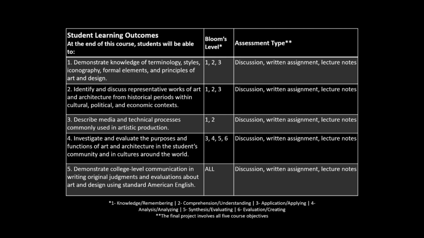Some of these representative works will be familiar to you, like works by Leonardo da Vinci or Van Gogh. Others will certainly be completely new to you. You'll be required to describe technical aspects of making art, including the processes and materials used. You will develop an understanding of the purposes and functions of art and architecture in your communities and globally. And you will demonstrate the ability to connect ideas and communicate them through effective and original writing.